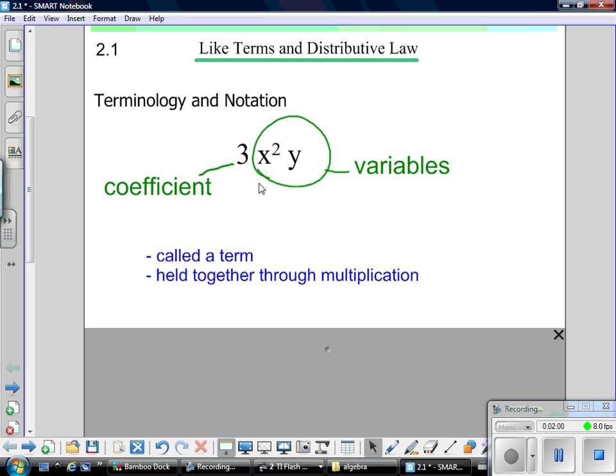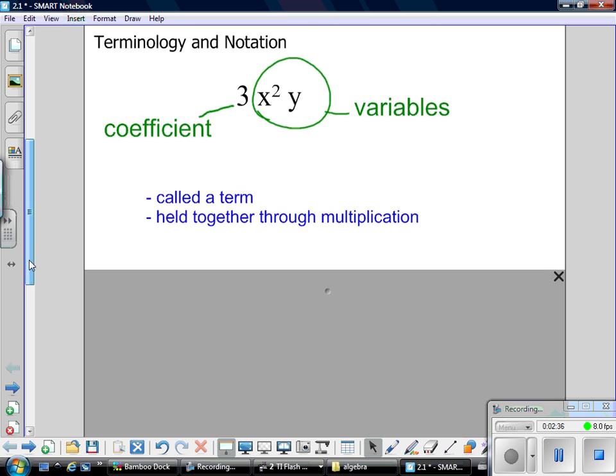So it's called a term. And this term, this 3x squared y, is held together through multiplication. So it really says 3 times x squared times y. Now there isn't any multiplication sign in, and there are a couple different reasons why we don't put it in. A multiplication sign could look like the variable x. So if there are no signs in between variables, it means they're being held together through multiplication.